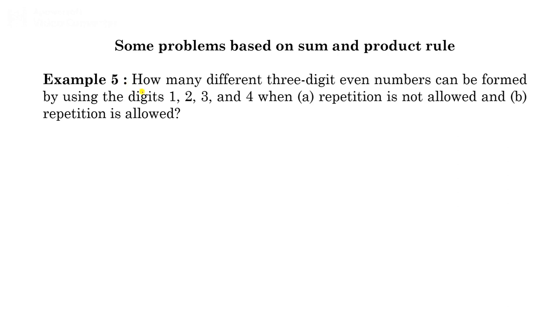Now another interesting problem. How many 3-digit even numbers? Now we are talking about even numbers. The set is 1, 2, 3 and 4. Again, repetition is not allowed, and repetition is allowed. Even number means now the restriction is there for the last place. So first we have to check the number of ways for this place. Even number means you can fill this place using 2 or using 4. So only 2 choices are there for this place.